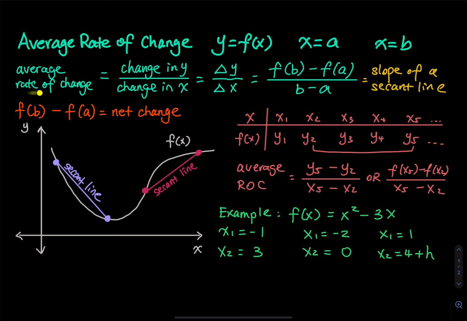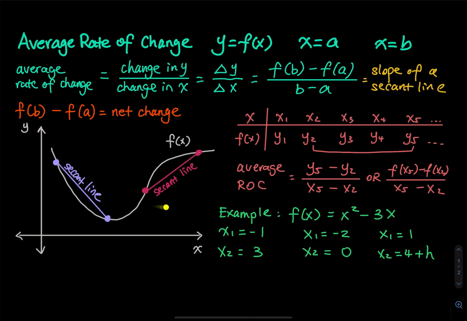Sometimes we use ROC for rate of change. That is equal to the change of y over change of x. This is not a triangle. This is actually a Greek letter that is called delta. Delta y over delta x, which is f of b minus f of a over b minus a, which is equal to the slope of a secant line.